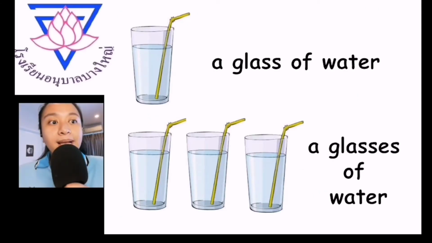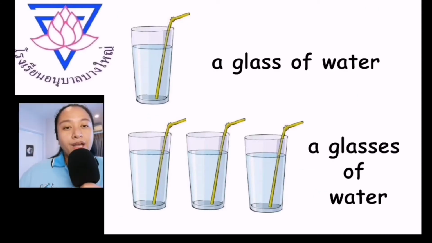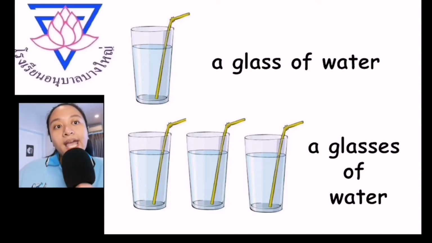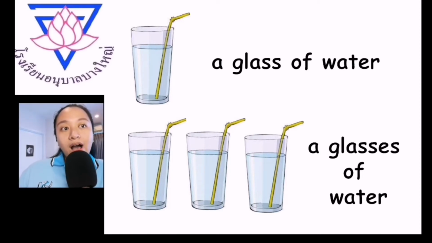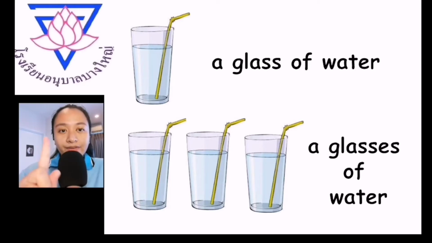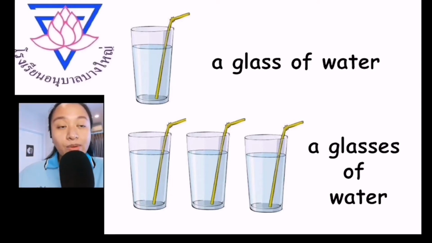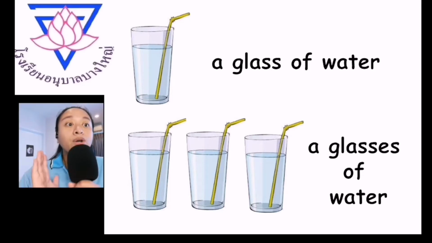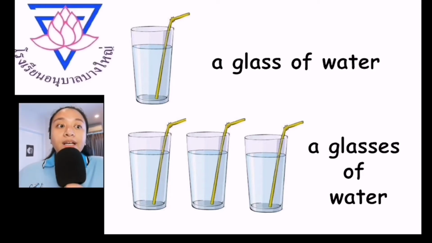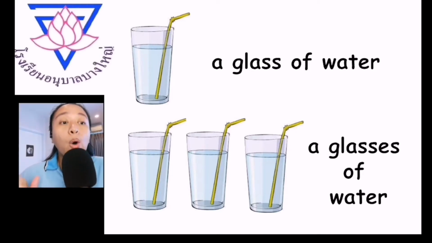Okay, so these are the examples of quantifiers. As you can see in the picture, you can see water, right? We will say a glass of water. If it's only one glass, we will say a glass of water. But if it is more than 2, we will say glasses of water.